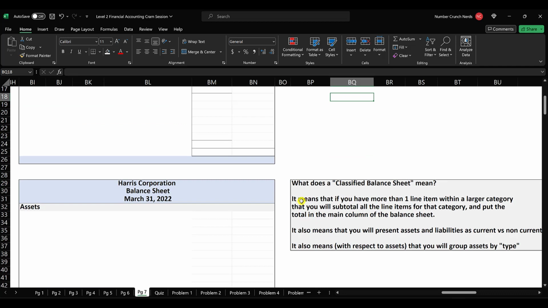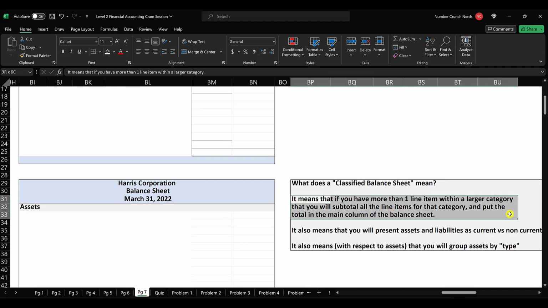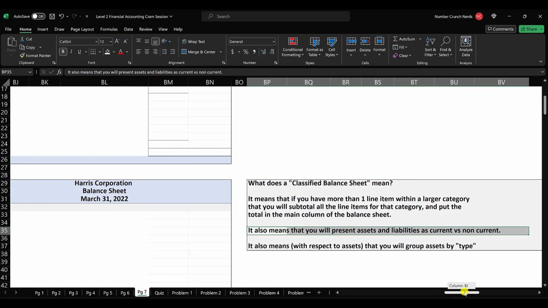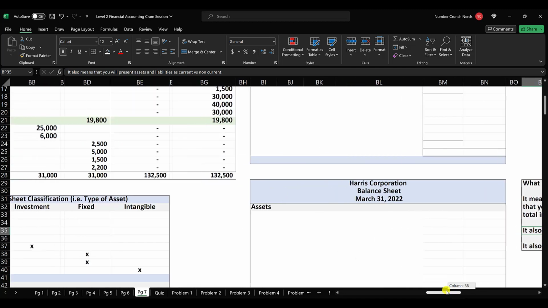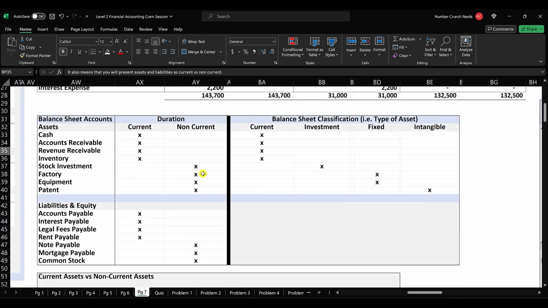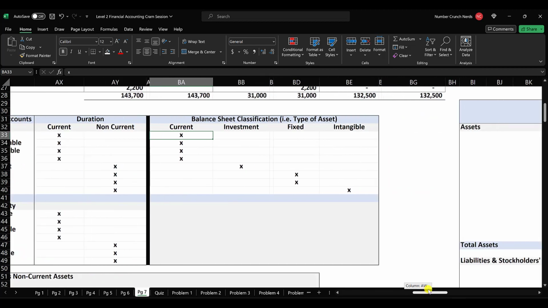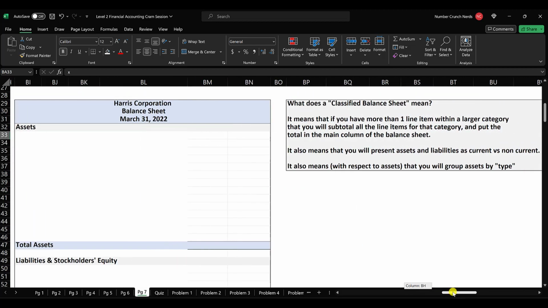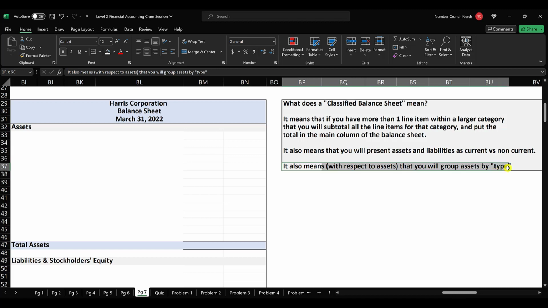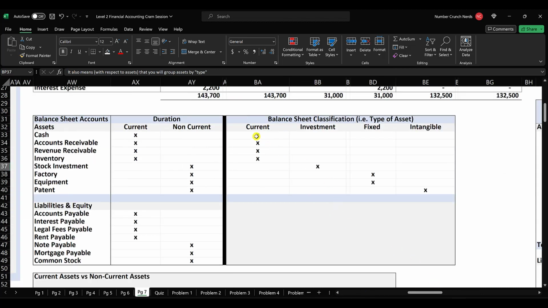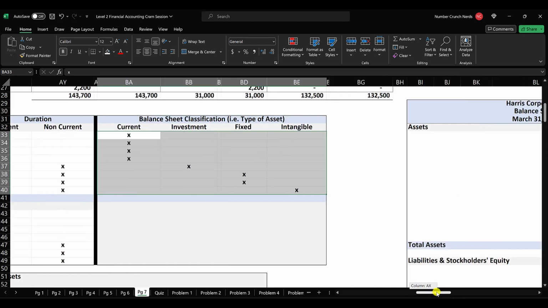Okay, and classified balance sheet, the first part means exactly the same thing: when you have subcategories within larger categories, you will group them together. It also means that we will present assets and liabilities as current versus non-current, which we already know what those are because over here we already classified them. We know exactly what's current, what's non-current, what these different classifications should be, so that should be no trouble at all. And then right over here, it means we will also group them by type, which is what I just said. This is the asset type.